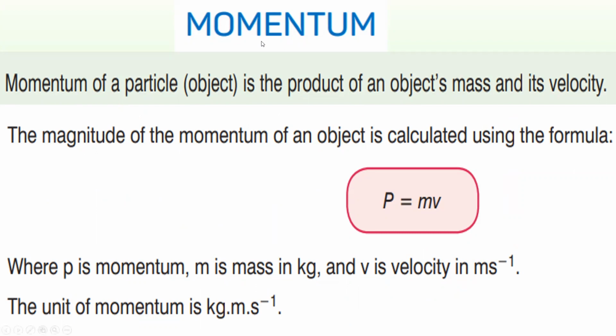And then the formula of momentum. As you see from the definition, they said product of mass and velocity. So momentum equals mass times velocity. This is our formula: p equals m times v. And then the unit of momentum is kg times meter per second. We are using the unit of mass times the unit of velocity. That's it. Kg times meter per second is the unit of momentum. I hope everything is fine.